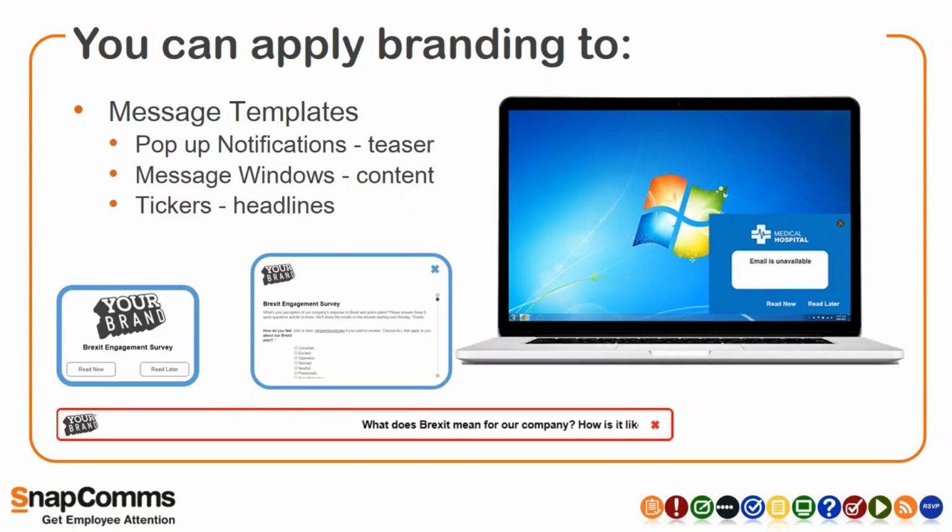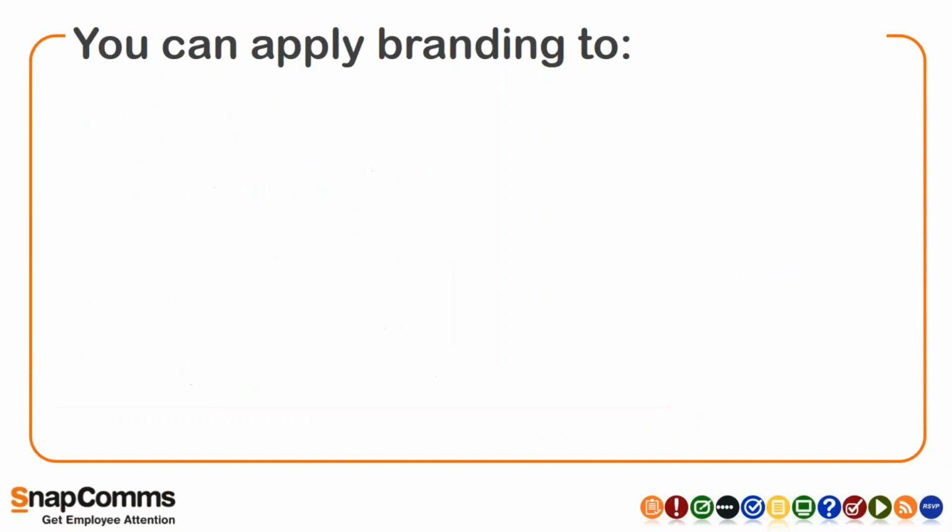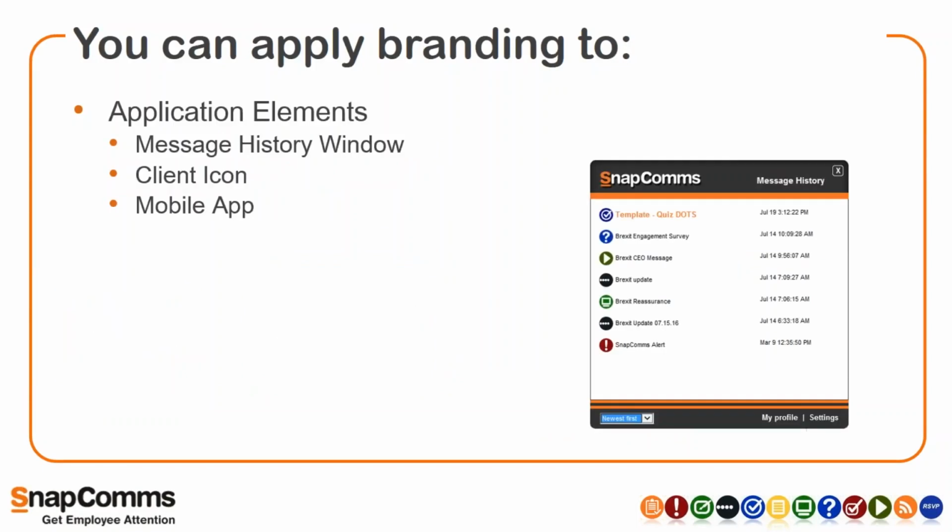And the other side, which is less well known, is application elements, I'm calling them. So these are some of the pieces of the SnapComms solution, the software, where you see SnapComms branding at the moment. You'll see the orange S icon if you're receiving messages, your client icon. You've got the message history window, which I have a screenshot of here. And if you're using the mobile apps on an iPhone or an Android device, those as well, all of those can be branded. So we'll get into that a bit later with some more detail.